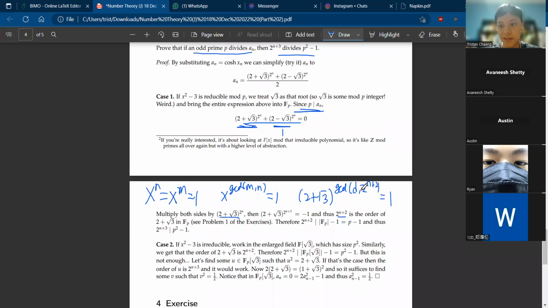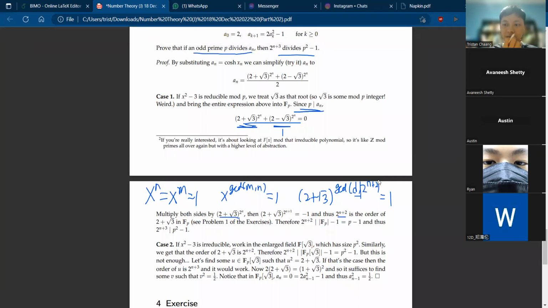But notice that this means d must divide 2^(n+2). Otherwise, we will get another order smaller than d. So d divides 2^(n+2). That means the order must be a power of 2.